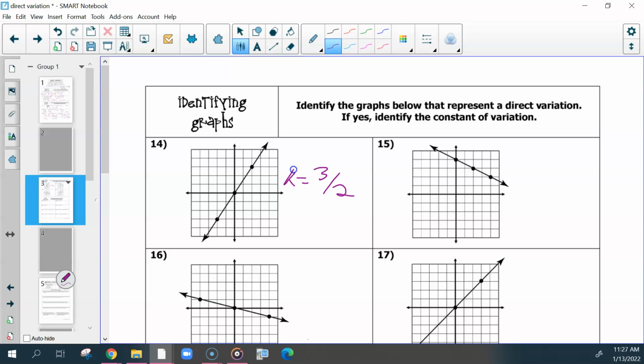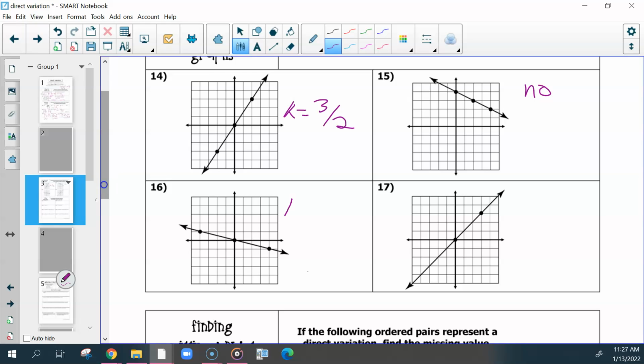Rise over run on the line. Would 15 be a direct variation? No. It doesn't go to the origin, so it can't be one. Would 16? Yes. And then we need to find our k value. What would that be? Negative 1/4. And then 17. Yes. And what is our k value? 1.